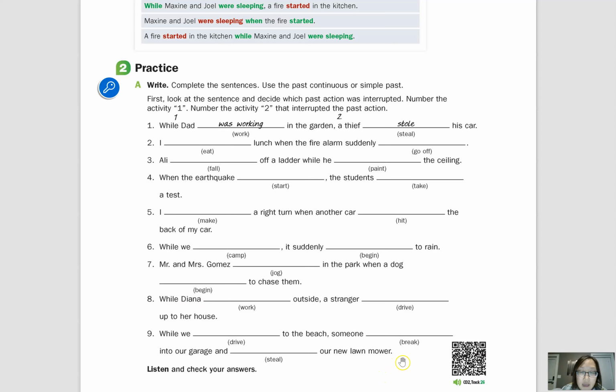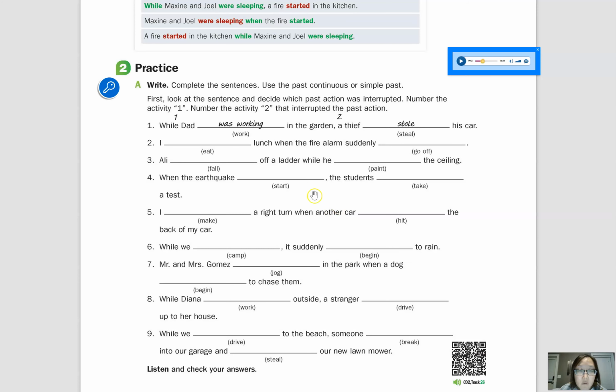Okay, so let me play the answers. Page 114, exercise 2A. 1. While Dad was working in the garden, a thief stole his car. 2. I was eating lunch when the fire alarm suddenly went off. 3. Ali fell off a ladder while he was painting the ceiling.